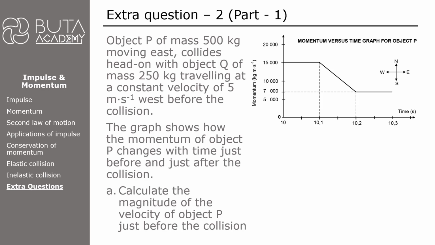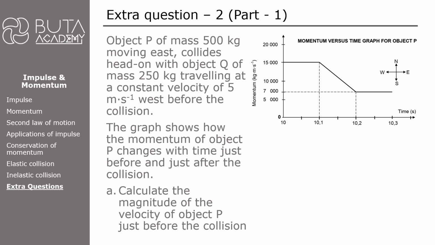Object P of mass 500 kg moving east collides head-on with object Q of mass 250 kg traveling at a constant velocity of 5 meters per second west before the collision. The graph shows how the momentum of object P changed with time just before and just after the collision.